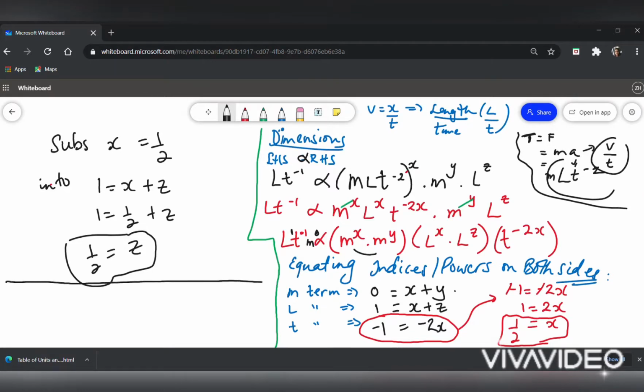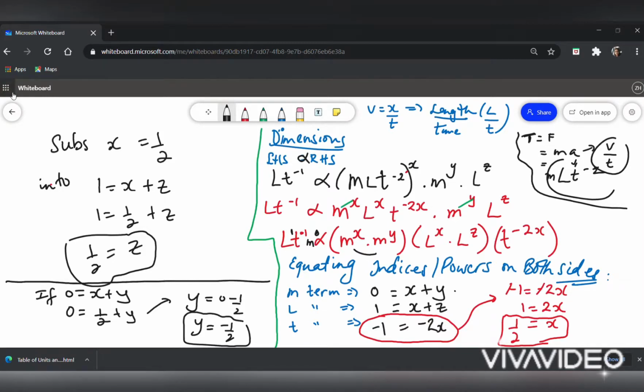Lastly, we want to now find y. So if 0 is equal to x plus y, then 0 is equal to a half plus y. And by making y the subject, we will get 0 minus a half, which of course is minus a half, our only negative power. What does that mean? Let's clear our page.